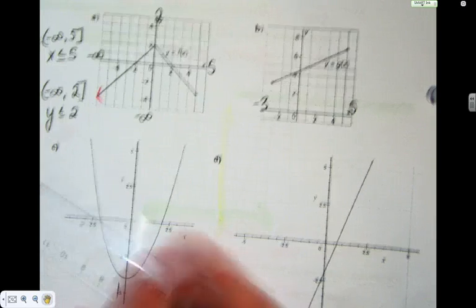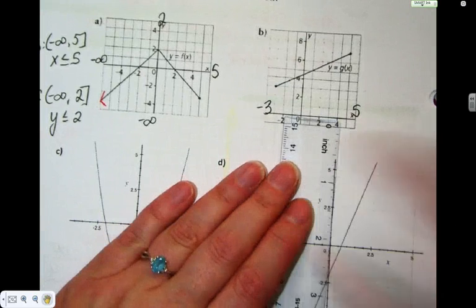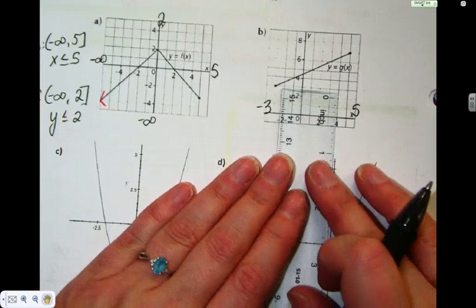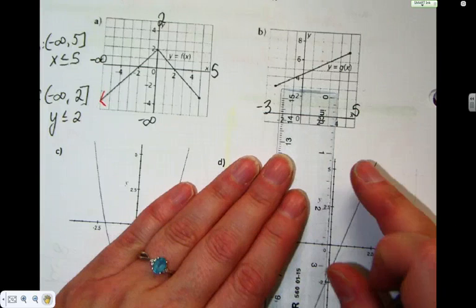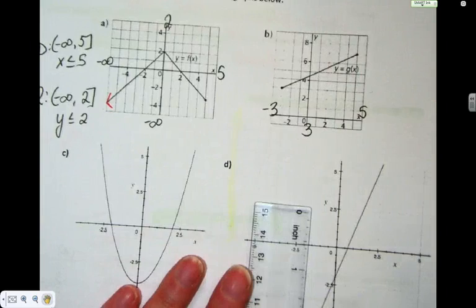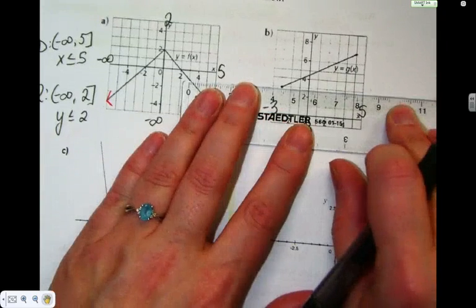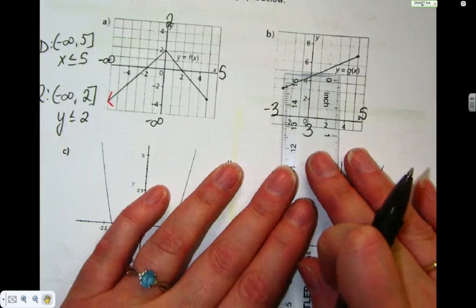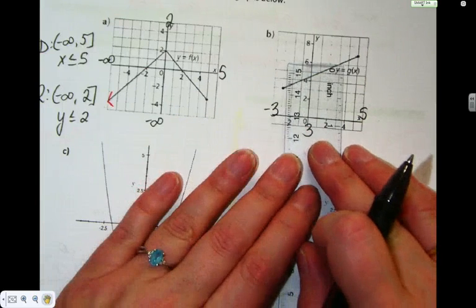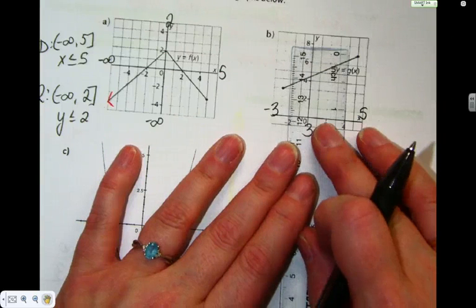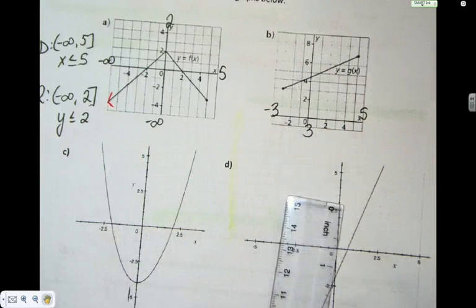Range, you look up and down. There's not even graph at 0, not at 1, not at 2. What's the lowest y value? Where does the graph start? 3. Okay, just show you there. There's graph at 3. Is there graph at 4, 5, 6, 7, 8? Ooh, no. So what's the highest possible y value? 7.